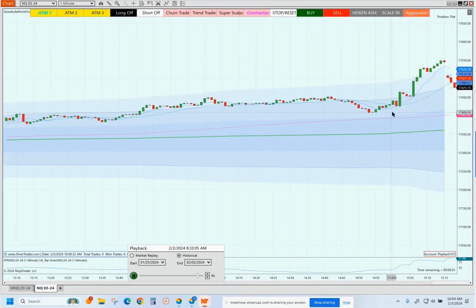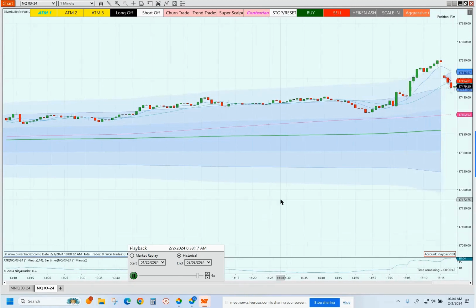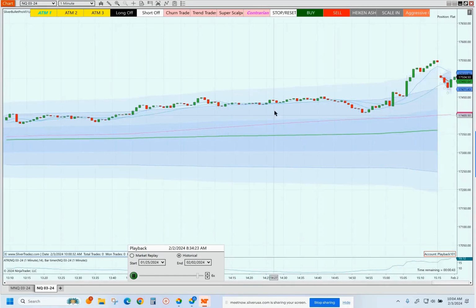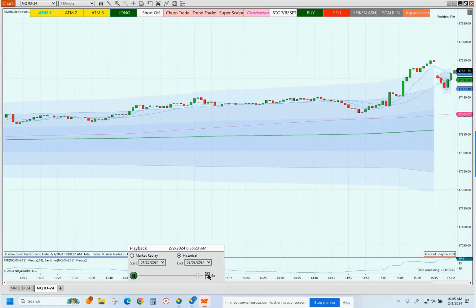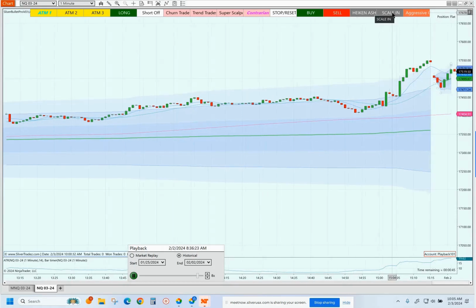So I will see if the market is going to continue going down, or if it will follow yesterday's trend. So it's been 5 minutes, and I feel it's going to be in the uptrend. So I will bet on the long side and wait for a trade. I'll keep the scale in button on, so in case we have to scale in, we'll scale in as well.